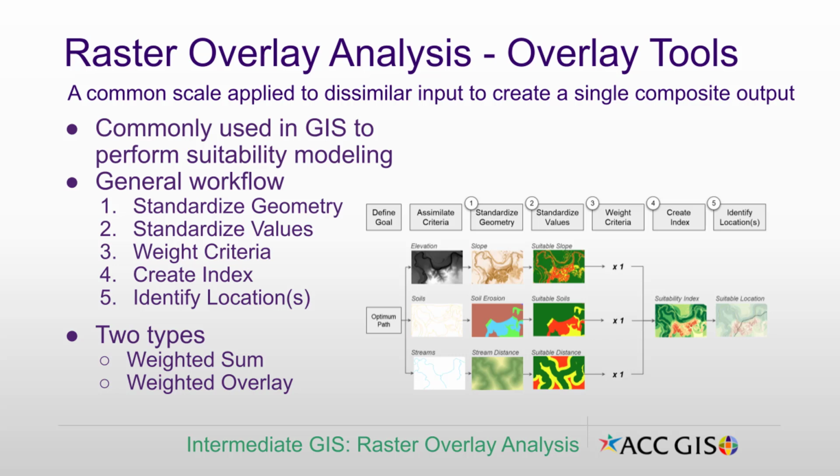In step 1, you standardize the geometry, where you're converting the input suitability criteria into standardized raster data sets with the same cell size. And so, for example, in the diagram on the right, you can see that we've converted elevation to a slope raster, soils to a soil erosion raster, and streams to a stream distance raster, all with the same cell size.